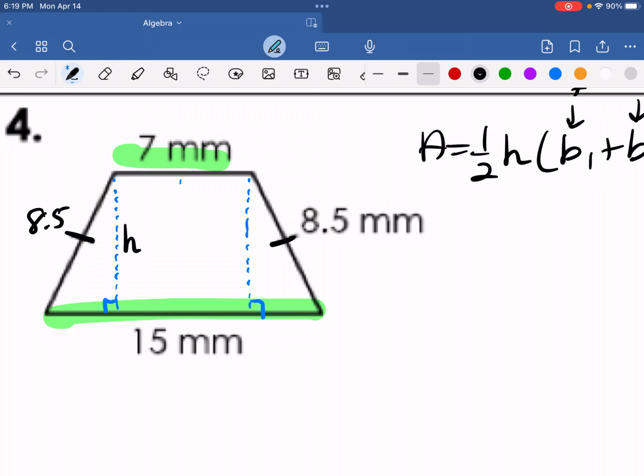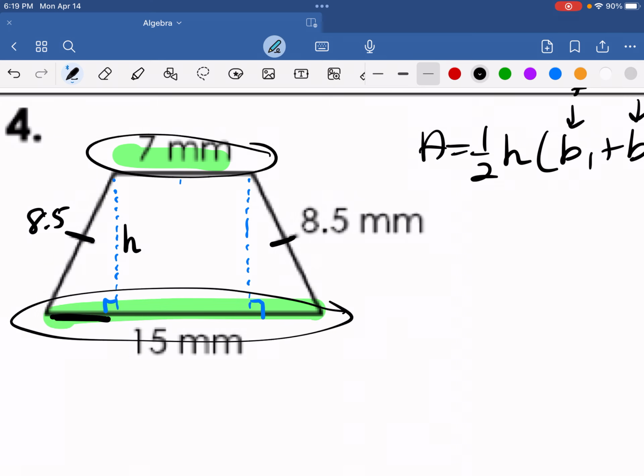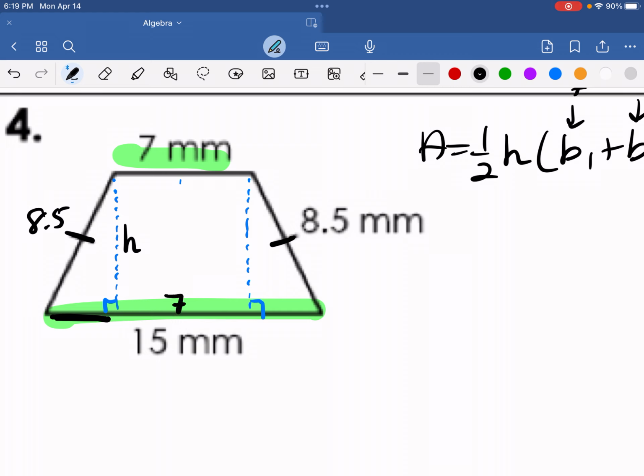That will be, I'll just put H. I need to know the bottom. Can I find the bottom? Yeah, you can. If you know this is 15 and you know this is 7, well, then this is 7 too, right here. This is 7. So 15 take away 7 leaves 8. That means this left side and the right side make 8 together. So if you divide it by 2, they're each 4.